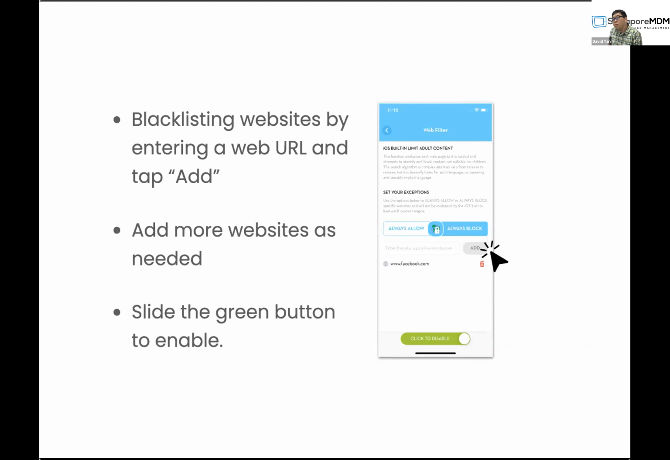So go under always block, type in the URL and tap add. Then once you have successfully added it, it will be shown at the bottom. So in the screenshot here, I've added facebook.com. So for example, your family says, no, we don't allow social media. I don't want TikTok. I don't want Twitter or facebook.com. You can add the URL here and tap on add to add to that list.